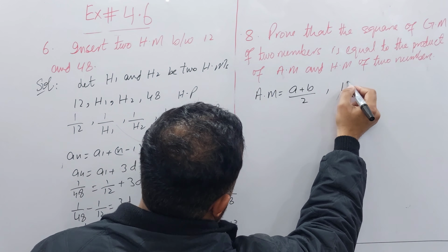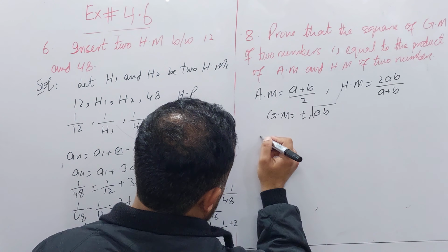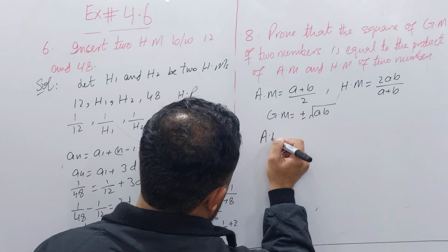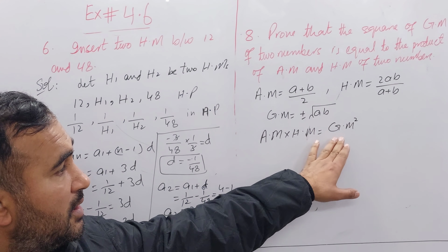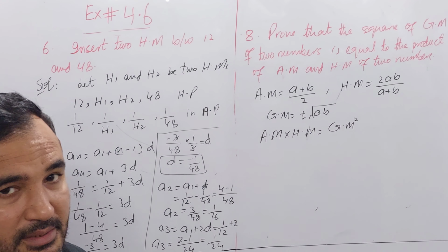Harmonic mean is equal to 2ab divided by a plus b, and geometric mean is equal to plus minus square root of ab. Okay, and we are going to prove that arithmetic mean multiplied by harmonic mean is equal to the square of geometric mean. So we will take the left hand side and prove that it is equal to the right hand side, which is the square of geometric mean.